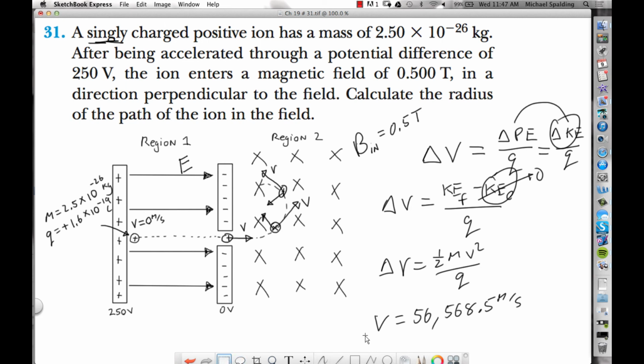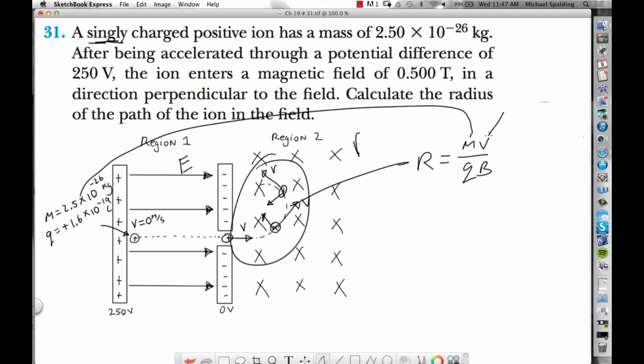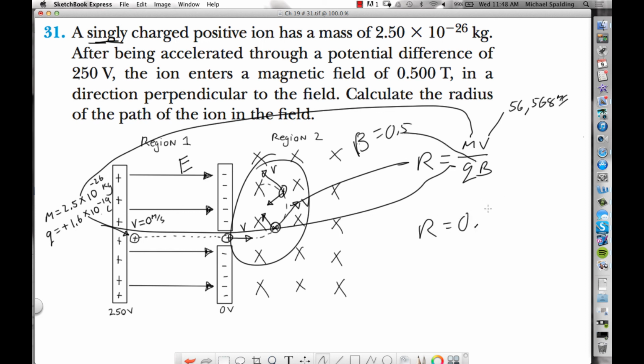So let me erase this. So that's our velocity. So now we go to region 2. In my lecture, the equation, when a charged particle is traveling perpendicular to a magnetic field, is r equals mv over qB. So take your m, plug it in. The v we just solved for, what was it, 56,568? Plug that in, we got the q, and then, I erased the B. The B was 0.5. Plug that in there. You plug the numbers in, it comes out as 0.0177 meters, which is 1.77 centimeters.